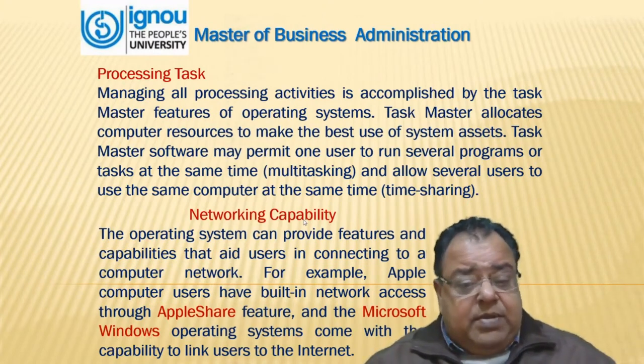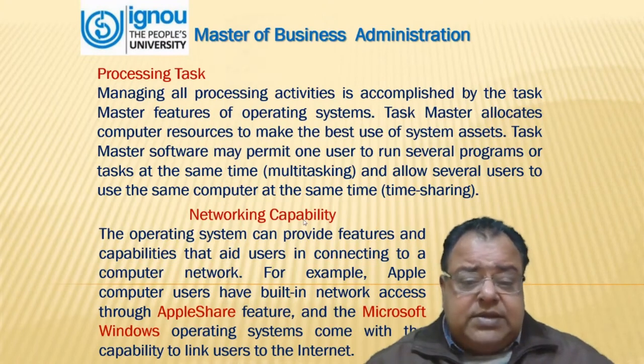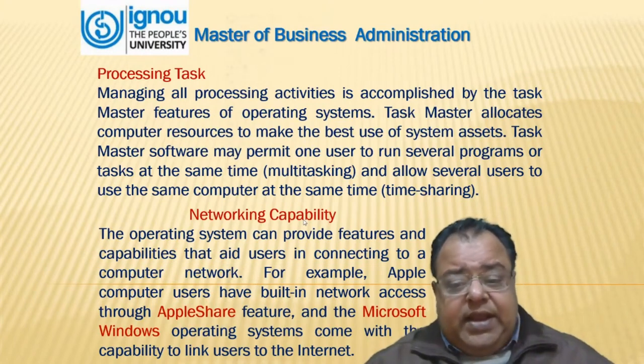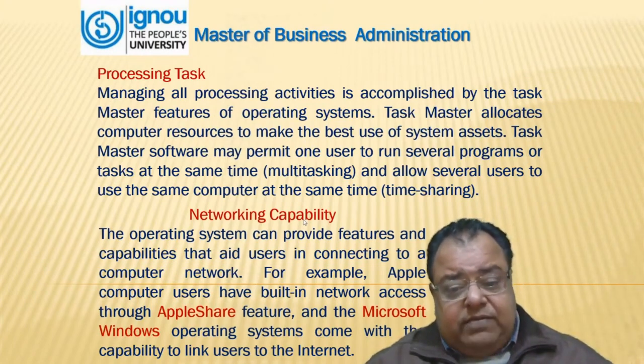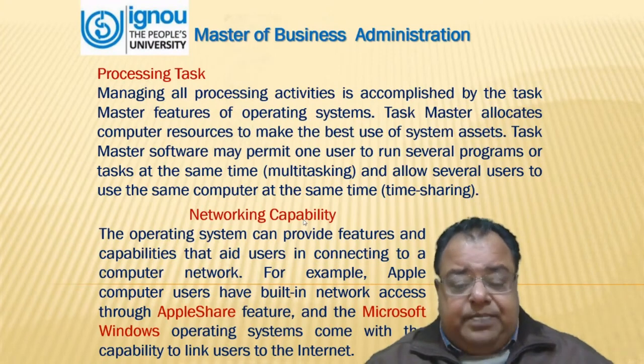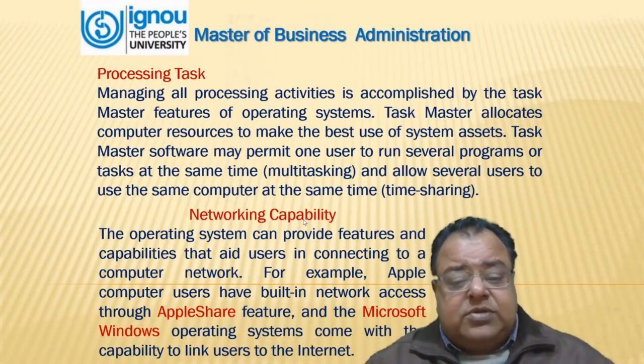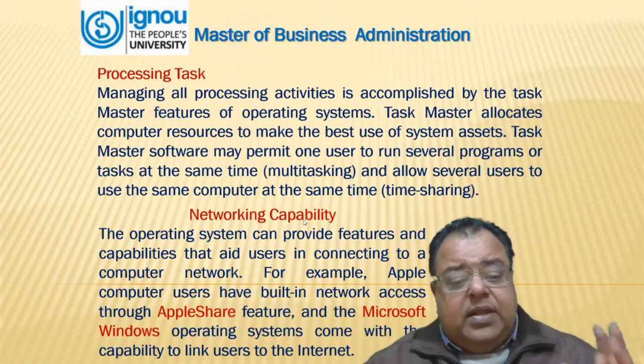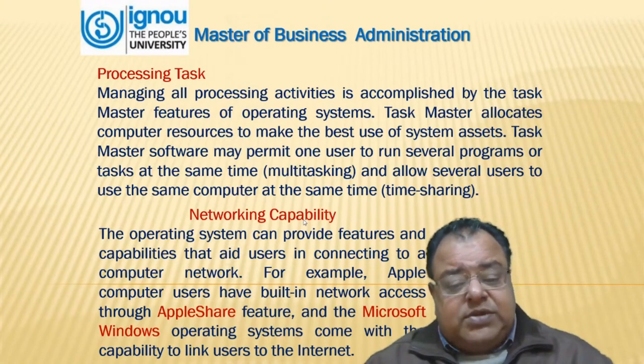Network capabilities. The operating system can provide features and capabilities that aid users in connecting to a computer network. For example, Apple computer users have built-in network access through the AppleShare feature, and most Microsoft Windows operating systems come with the capabilities to link users to the internet.